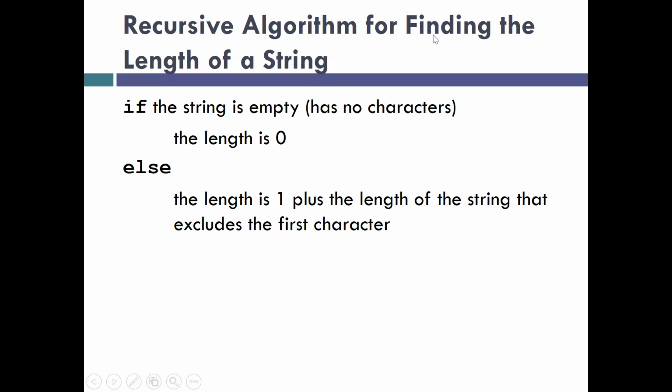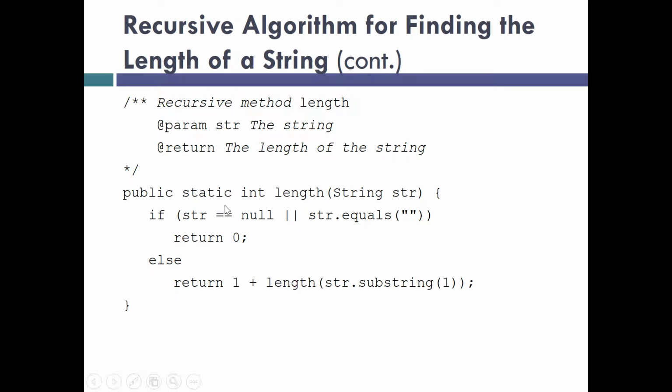So say you want to find the length of a string recursively. Well, let's think about it. If the string is empty, in other words it has no characters, then the length is 0. Otherwise, the length of the string is 1 plus the length of all the characters from the second character onward. In coding terms, this would be public static int length of some string. If the string is empty, return 0. Otherwise, it's 1 plus the length of the substring from the first character onward. So we count 1 for the first character, and then we count the rest.